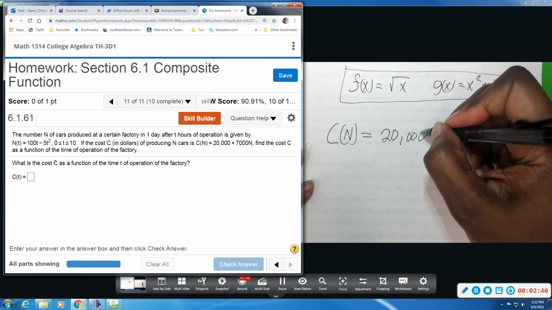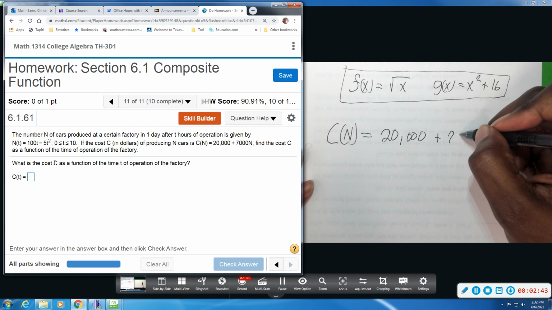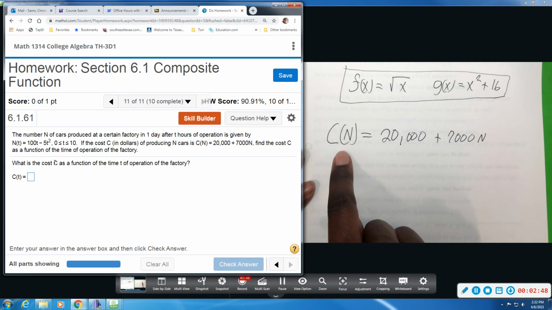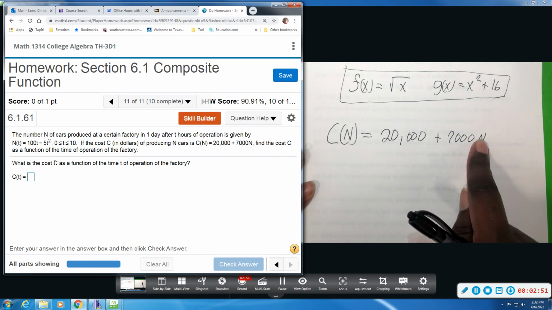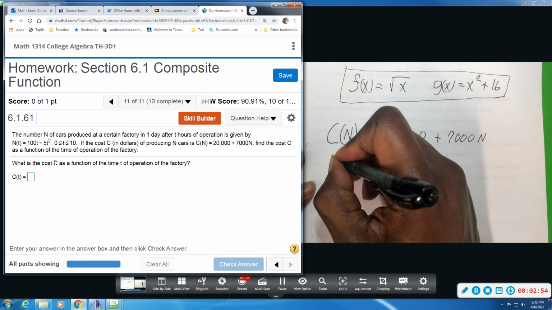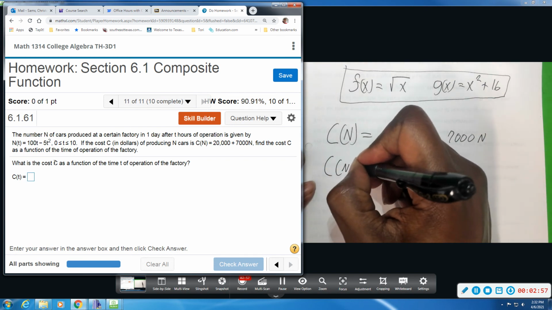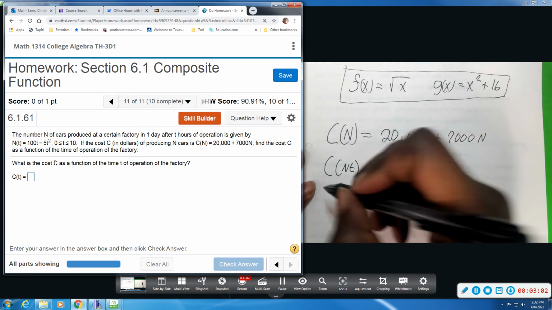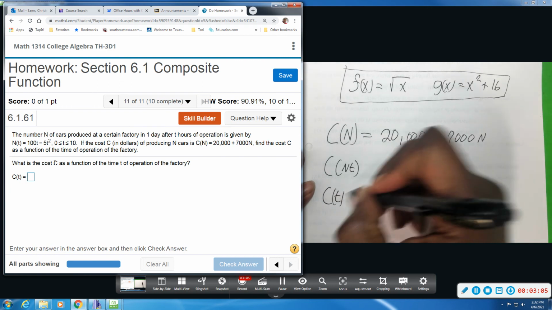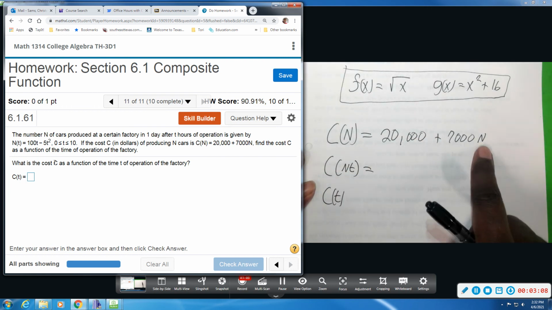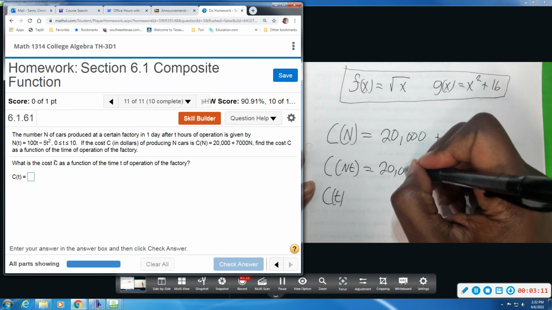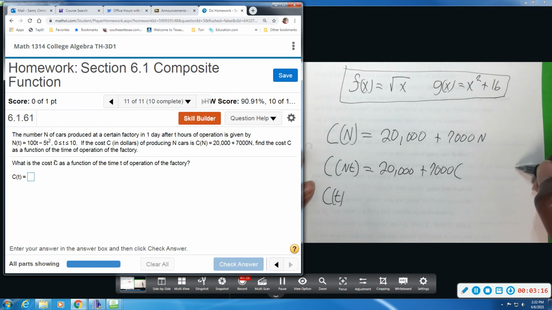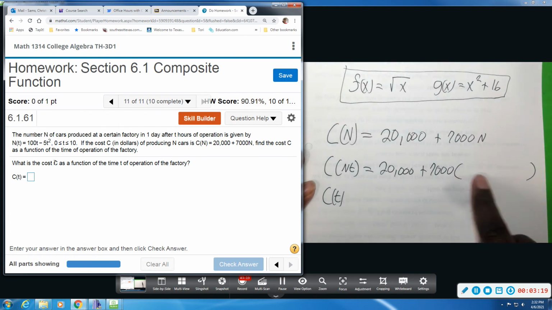20,000 plus 7,000n. Okay, so everywhere that we have n, we're going to be replacing it with the n of t equation. So this is what we're doing, C of n of t, and that's going to give us C of t. This is what we're looking for. So everywhere we have an n, we're going to replace it with n of t. So we have 20,000 plus 7,000. Now instead of n, we're going to replace n with the n of t expression.